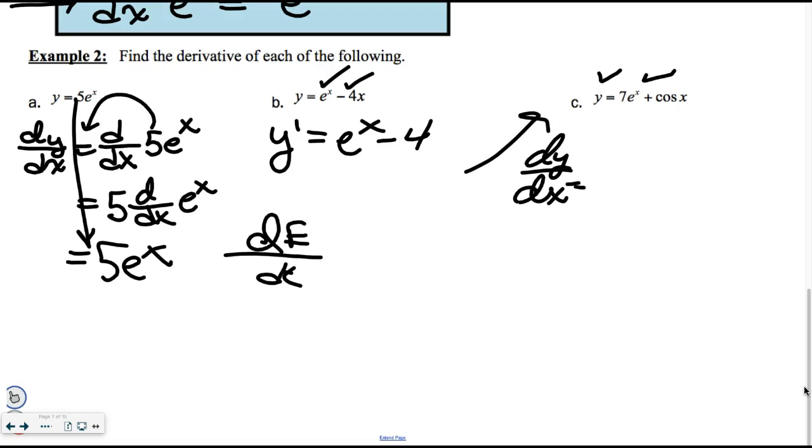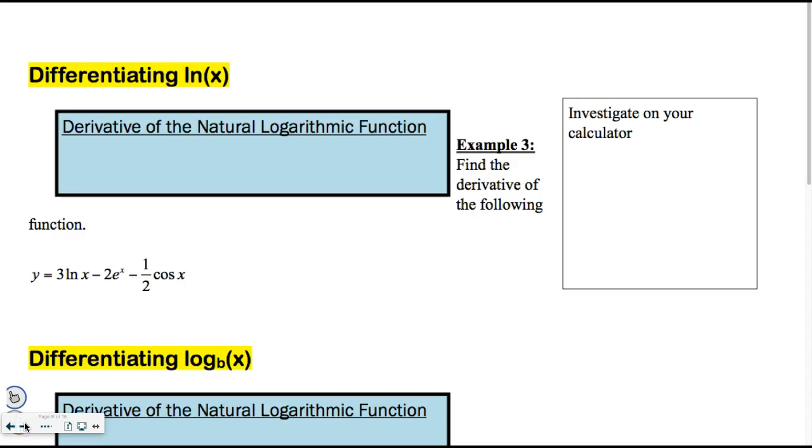What'd you put for your answer, Abe? Oh. 7. I went off on a tangent. That was punny. All right, go. 7 e to the x minus sine x. Did you get it right, Charles? Yeah. Isn't that easy? All right, let's move on.